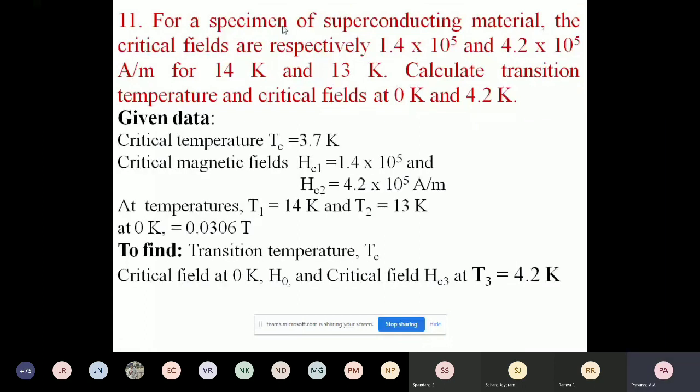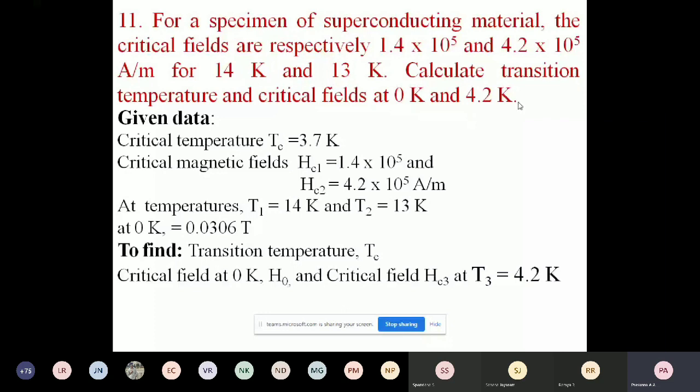For a specimen of superconducting material, the critical fields are respectively 1.4 into 10 power 5 and 4.2 into 10 power 5 ampere per meter for 14 Kelvin and 13 Kelvin. Calculate transition temperature. Transition temperature means it is the critical temperature, and critical fields at 0 degree Kelvin and 4.2 degree Kelvin. Critical field at 0 degree Kelvin means it should be H0, and critical field at 4.2 K means it is the critical field Hc.